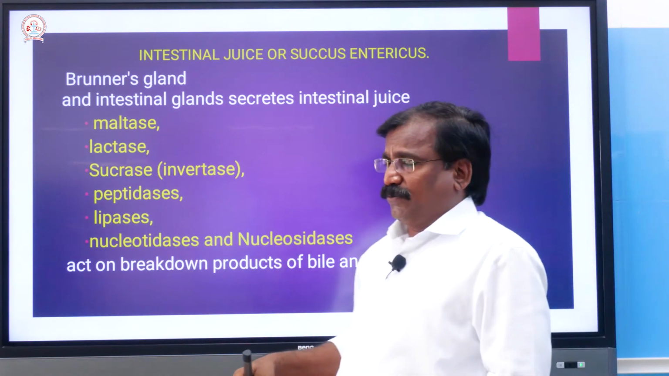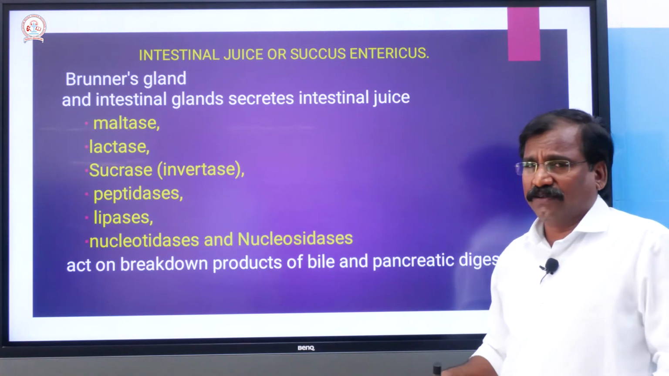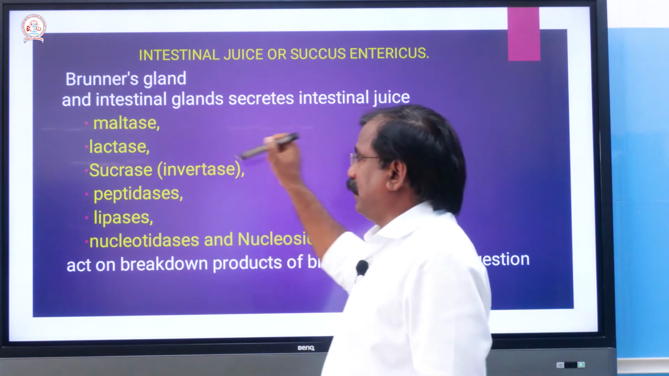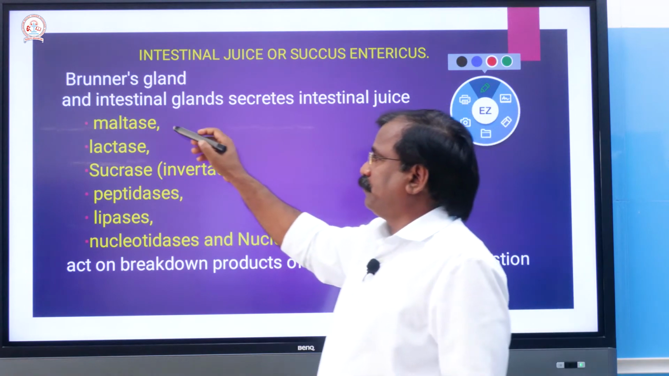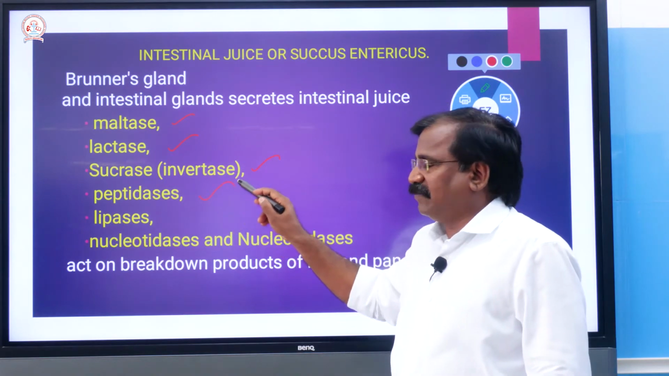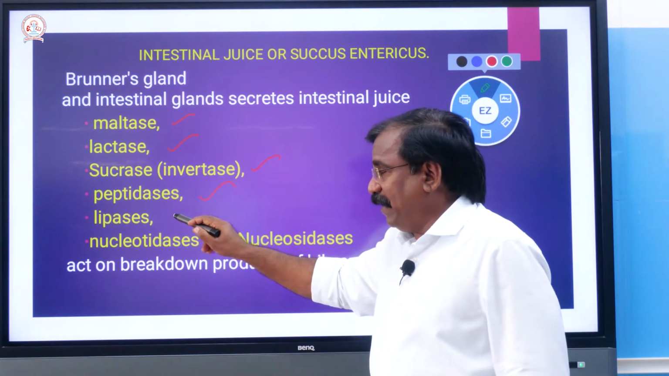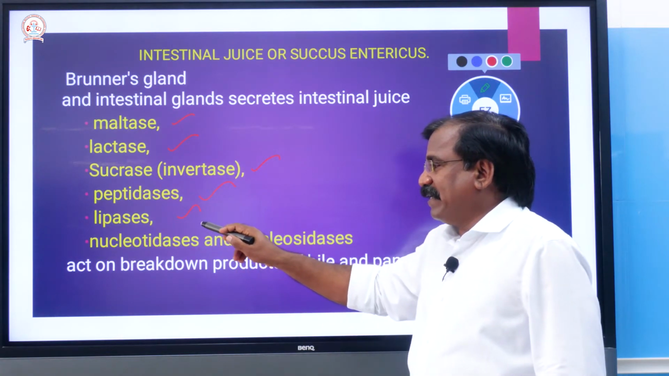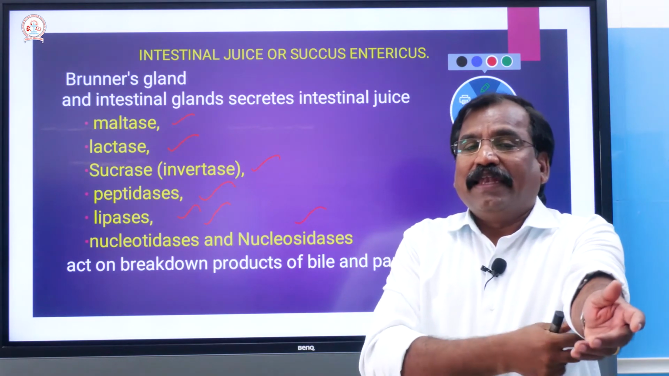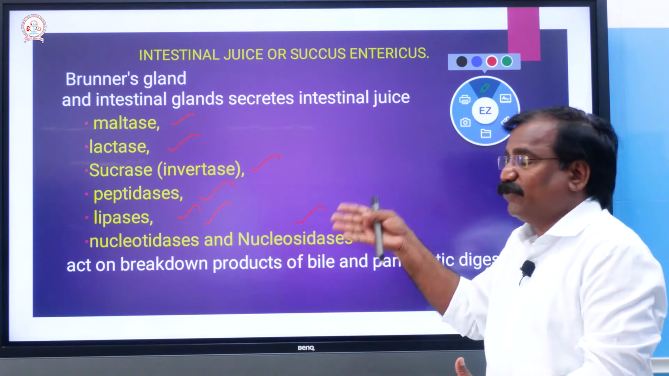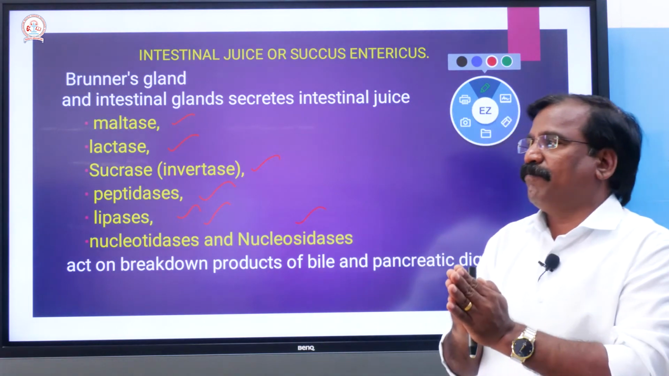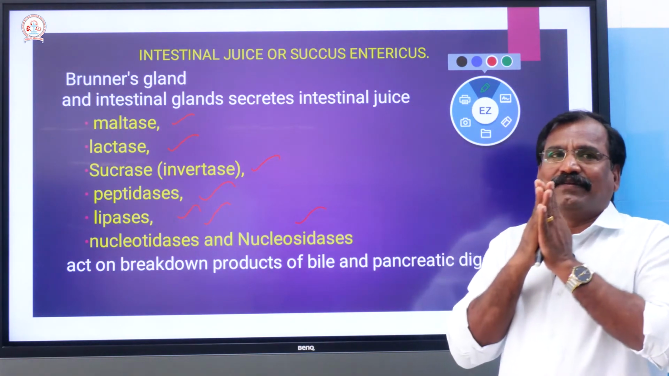What are the enzymes found in the intestinal juice or succus entericus? Maltase, very important, lactase, sucrase, peptidase, listen carefully, lipases, nucleotidases and nucleosidases. These are all the enzymes present in the intestinal juice or succus entericus.